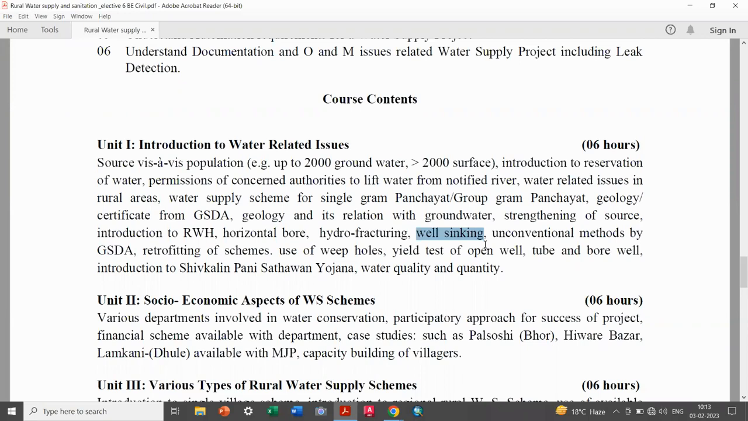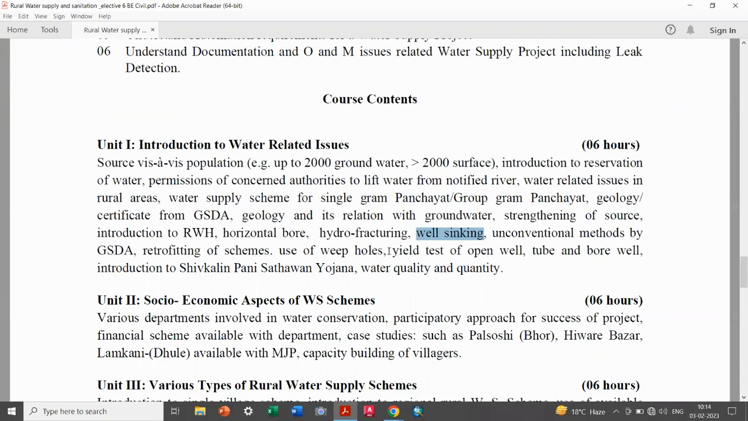Unconventional methods by GSDA: retrofitting of schemes. Retrofitting means maintenance and rejuvenation. The schemes which are not in working condition, we can make them work by having some maintenance and some corrections. So, use of V-folds, you must have seen in the case of embankment walls. The V-folds are provided, small pipes are added to the constructed walls or any structures in the wells also, so that water percolated in the groundwater will come inside the well through the vertical surface. That water can be relieved, and we can have a reduction in the pressure inside the wall, as well as there will be addition of water into the well.